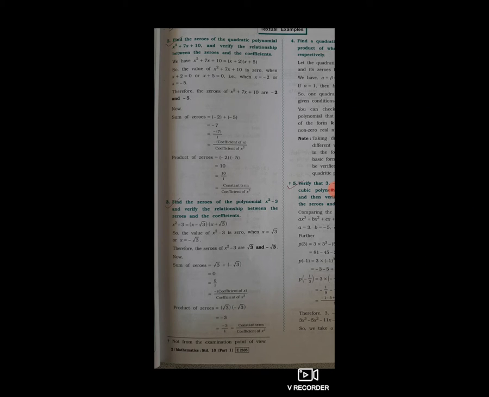or x plus 5 is equal to 0. That means when x is equal to minus 2 or x is equal to minus 5. Therefore, the zeros of polynomial x square plus 7x plus 10 are minus 2 and minus 5. Now, sum of zeros: minus 2 plus minus 5 is equal to minus 7.